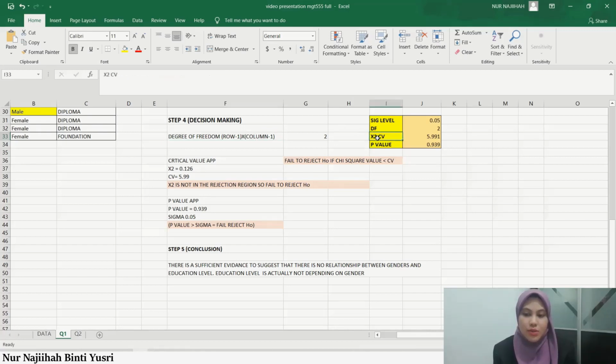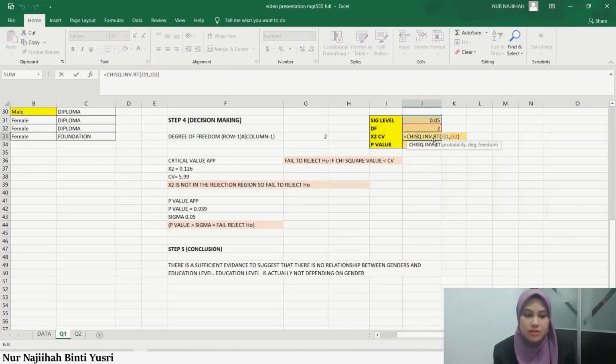To calculate the chi-square critical value, we need to insert equal, then put the Excel formula CHISQ.INV.RT. Then choose sigma level and degree of freedom. Enter.